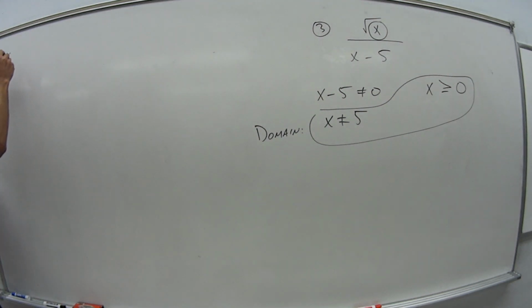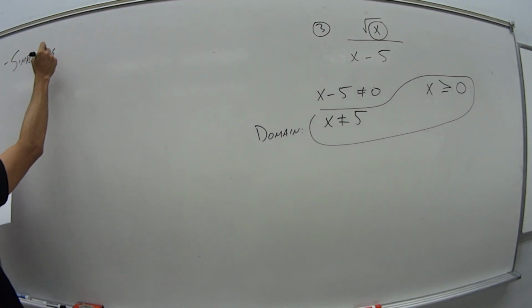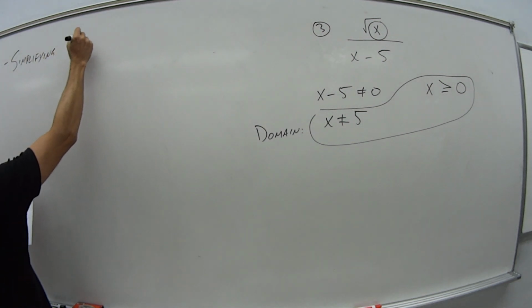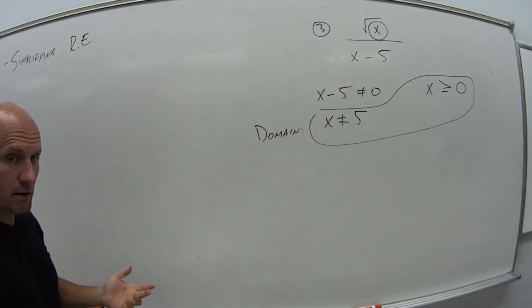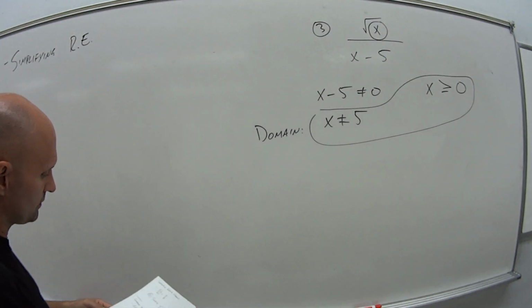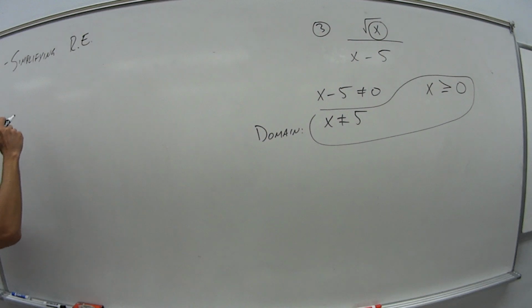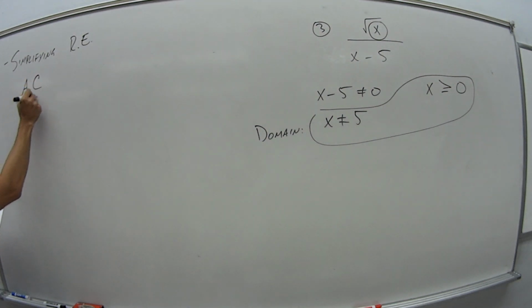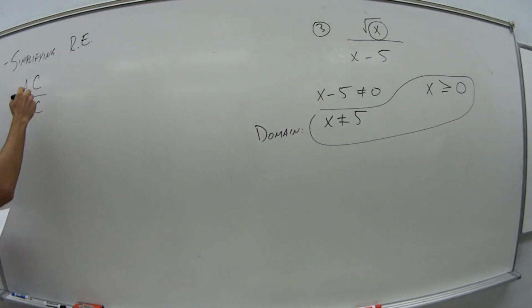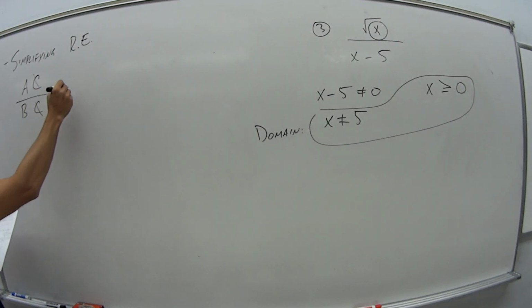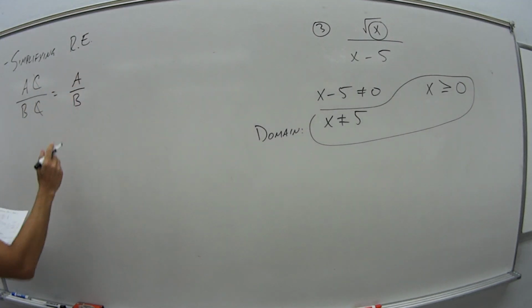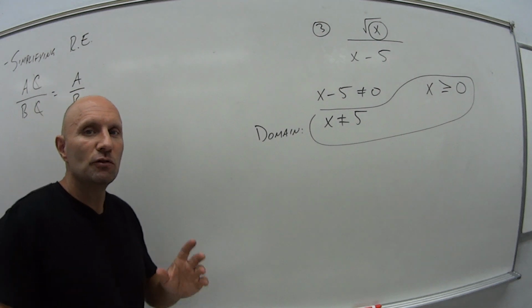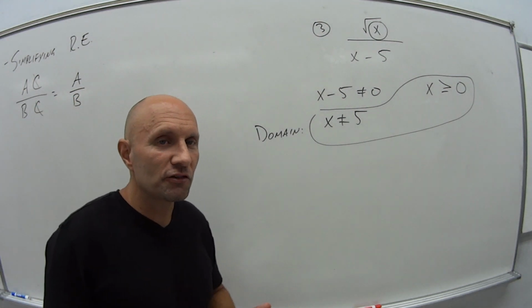Last thing from video 1 is simplifying rational expressions. I'm just going to abbreviate it RE so we don't have to keep writing rational expressions. Recall, if we had a fraction, a times c over b times c, what could we do? We could cancel out the c's, and this is equal to a over b. The same still holds true for rational expressions.